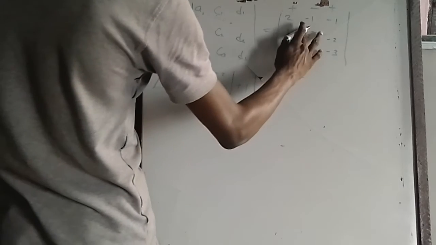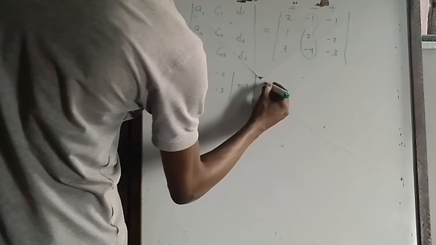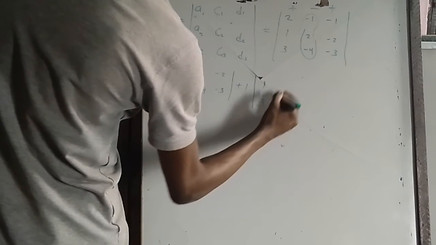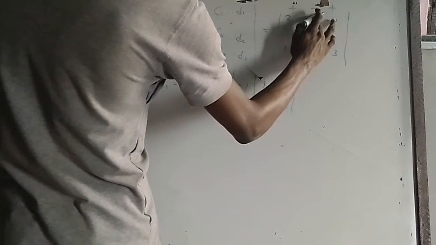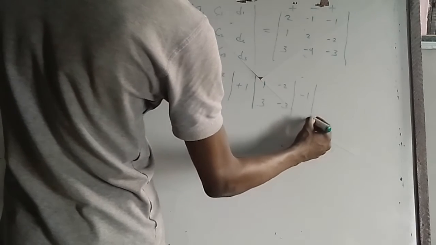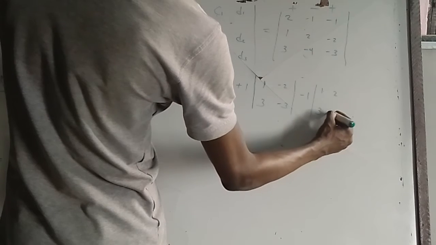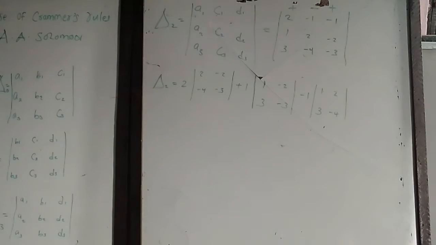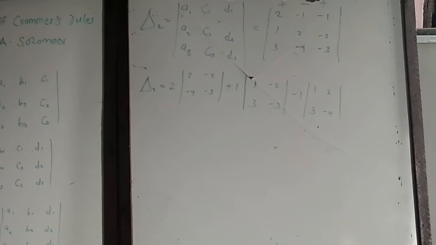Then you take this, you close this part. You are going to have 1, 3, minus 2, minus 3. So you are going to have minus 1, 3, 2, minus 4. Do we understand? Hope we are getting it. So let's move on.